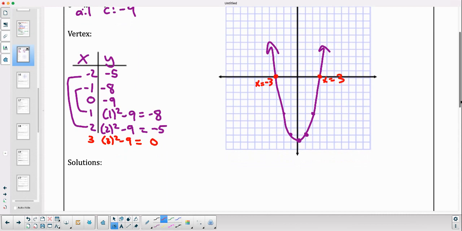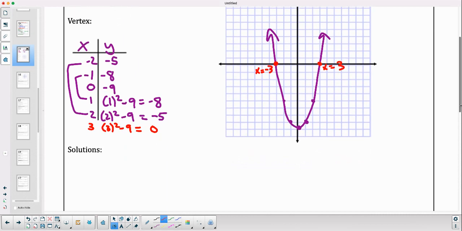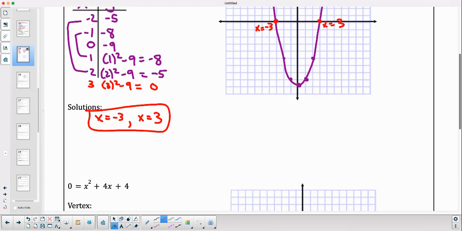So this graph, we graphed it. It crossed the x-axis twice. And that's why we have our two solutions there. So our solutions are x equals -3 and x equals +3. They are both answers. It's okay to have two answers when you solve a quadratic. Okay, let's look at another one.